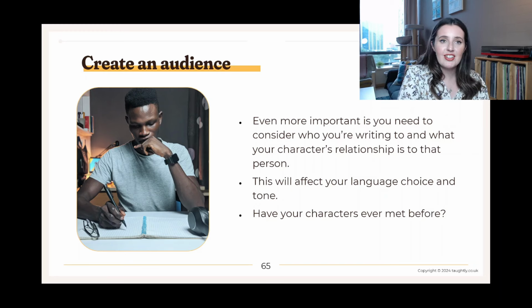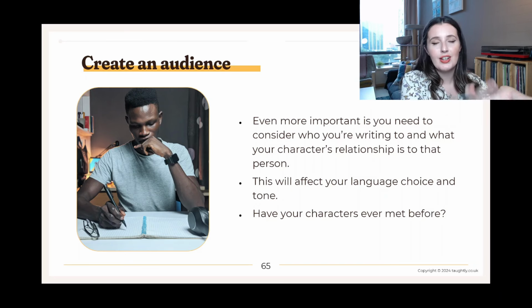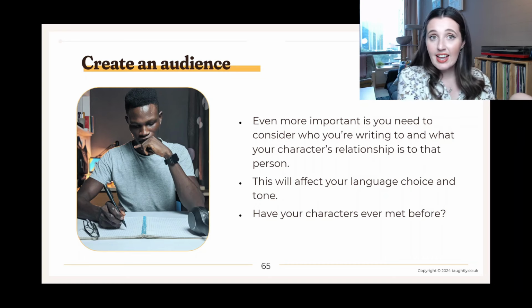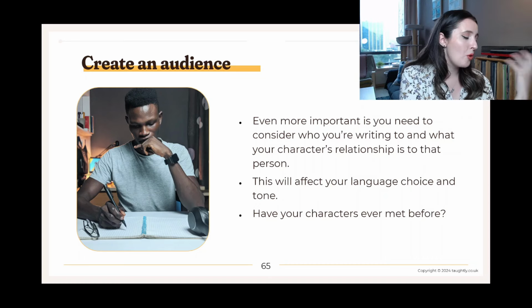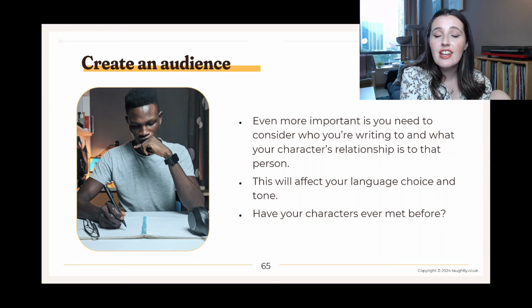So you've got your character, you've got who you're writing as, then you need to think, okay, who am I writing to? And you need to create a sense of audience. Now you need to remember that in this case, for this prompt, a woman writing to her mother, they're very close. They've got a lot of shared history, a lot of shared past. So you need to make that relationship and that history seem real, seem realistic. So you need to think about what relationship do they have to each other and how will that affect their language choices. Really important too, have your characters ever met before?